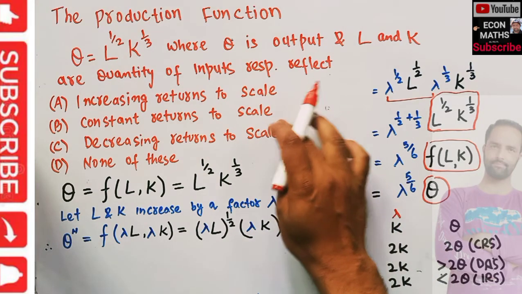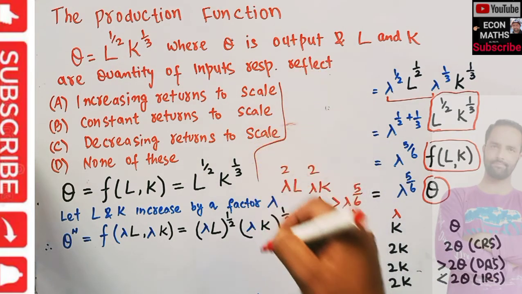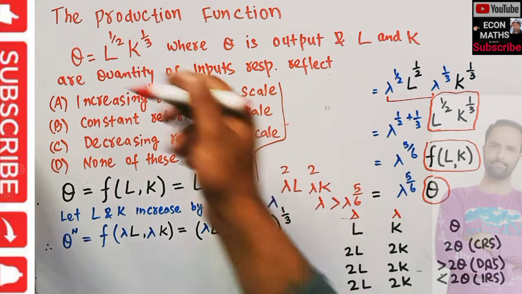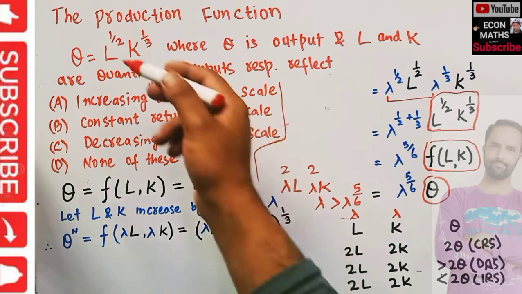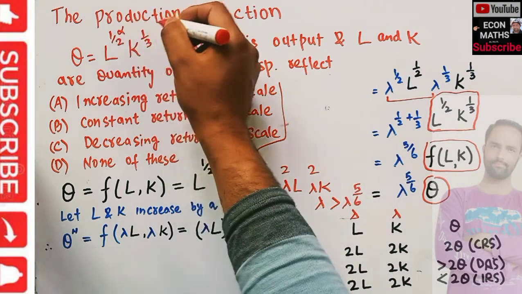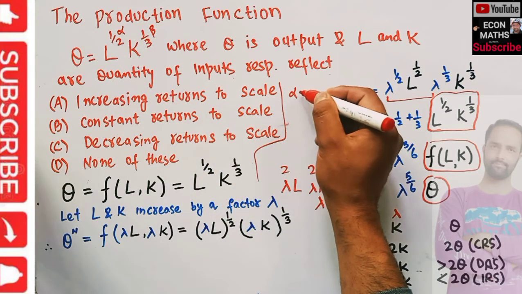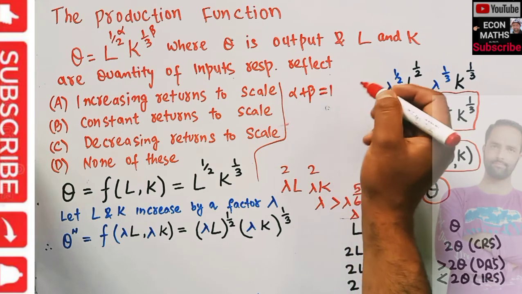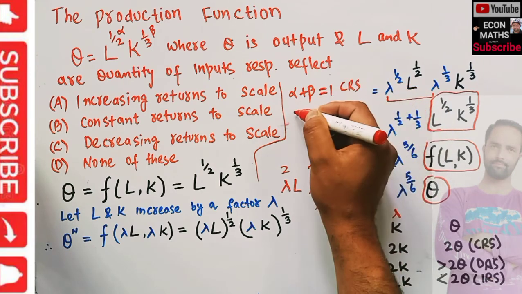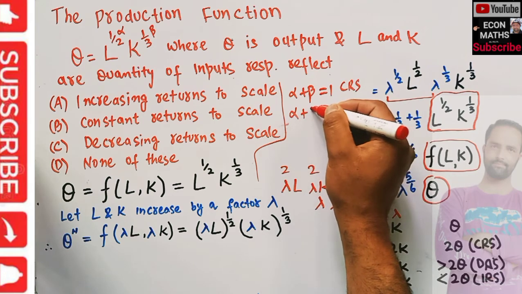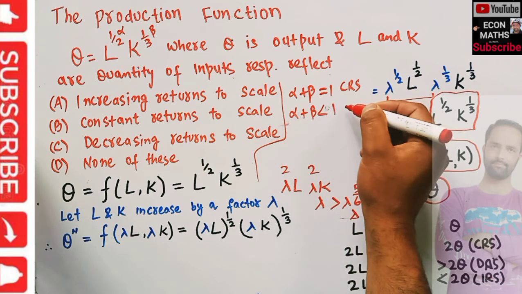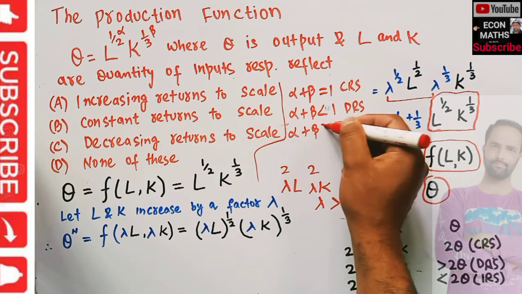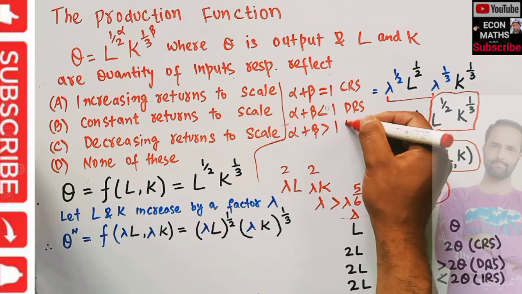Another interpretation can be pretty simple. Since it is a Cobb-Douglas kind of production function, we simply have to see the exponents. Let us say this is alpha, this is beta. If the sum of the exponents of labor and capital is equal to 1, then we have constant returns to scale. If the sum is less than 1, then we have decreasing returns to scale. And if the sum of exponents is greater than 1, then we have a case of increasing returns to scale.